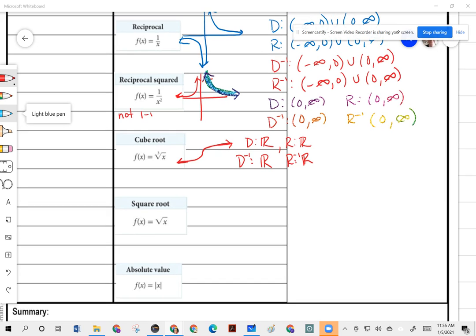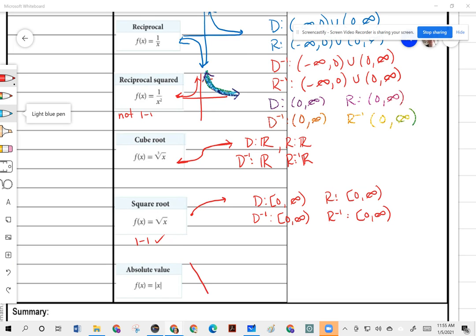All right, so the square root. If we notice the graph of a square root, that definitely has a beginning point. So we have the domain that is going to be from 0 to infinity, and the range is also going to be from 0 to infinity. And it is a one-to-one function. And so the domain of the inverse is the range of the original. And again, the range of the inverse is going to be the domain of the original.